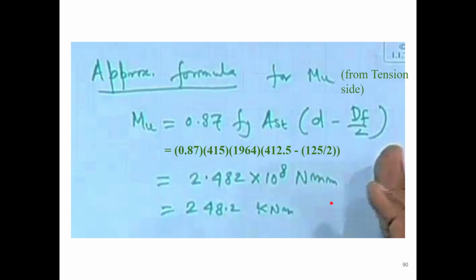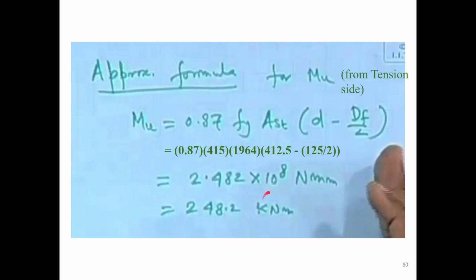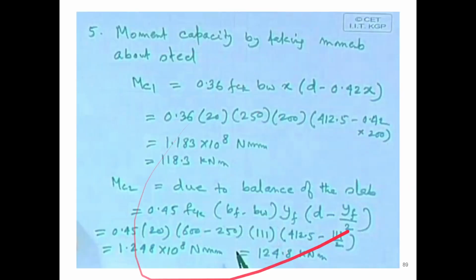So if we consider this, then we can say that concrete will fail first, although it is quite near. But this is an approximate formula. Why? Because here we have considered the lever arm as d minus df by 2. But this is not correct, because that is only the slab part, the flange part, but for the web part it is d minus 0.42x, right? So therefore this is an approximate formula, not the actual. Actual is this formula.